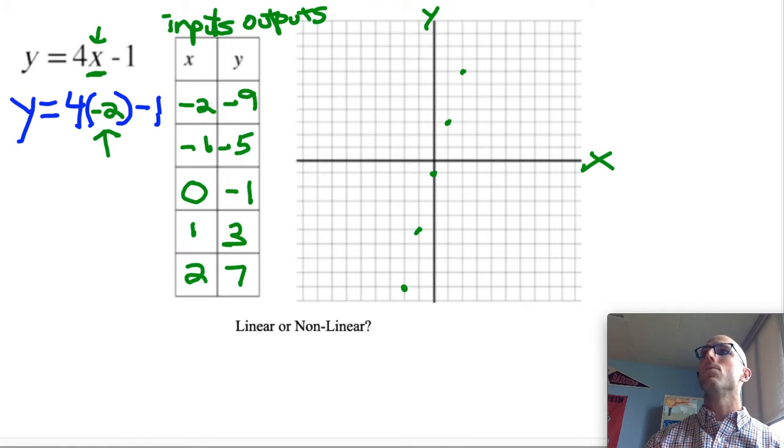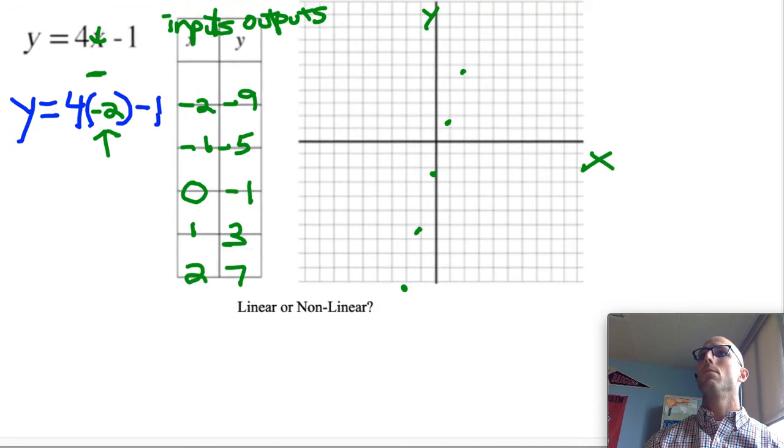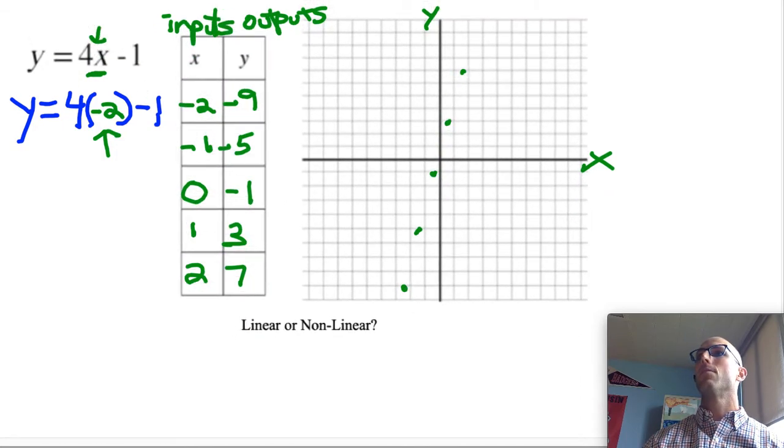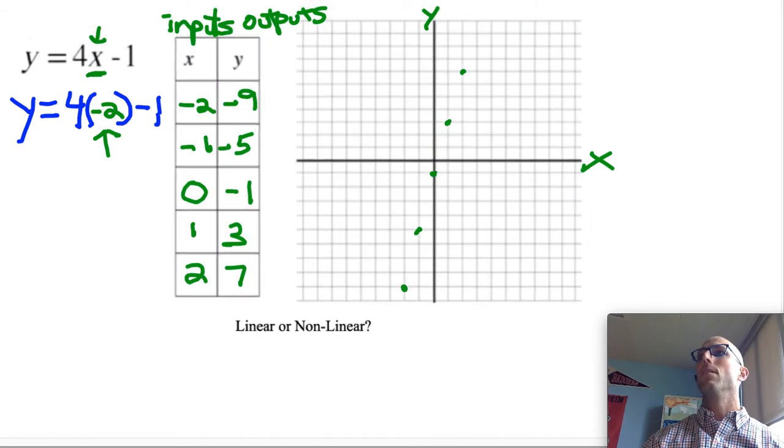What I want to try to do, though, is graphically see if I can draw a line through them. So let's, oh wait, did not want to do that. Let's try this again. Give me a line tool. There we go.